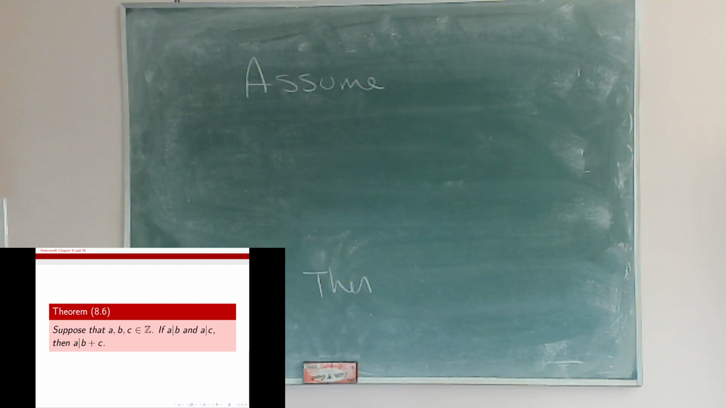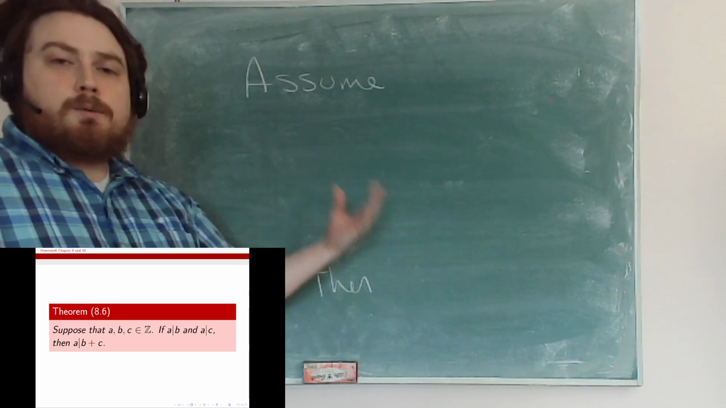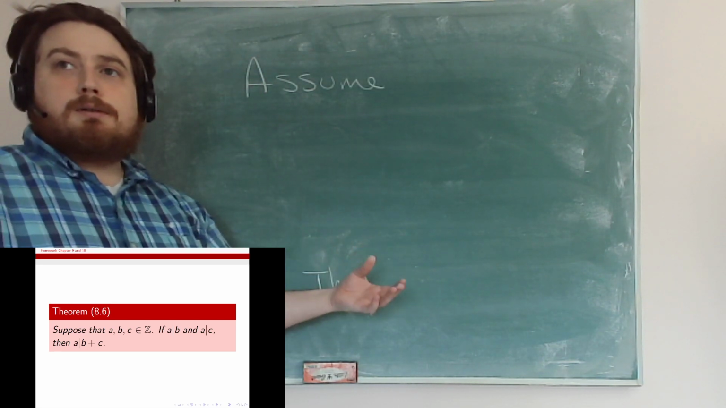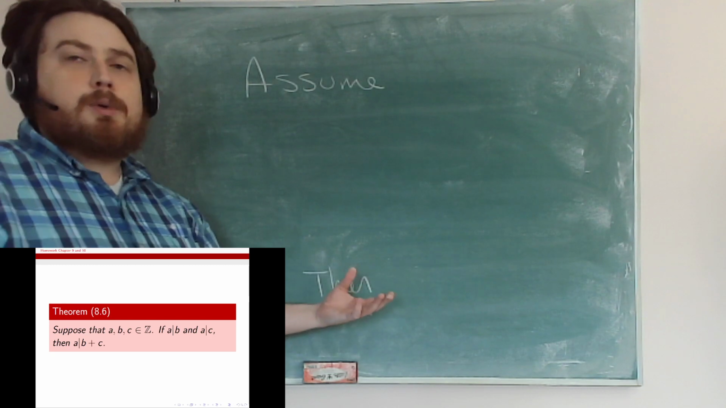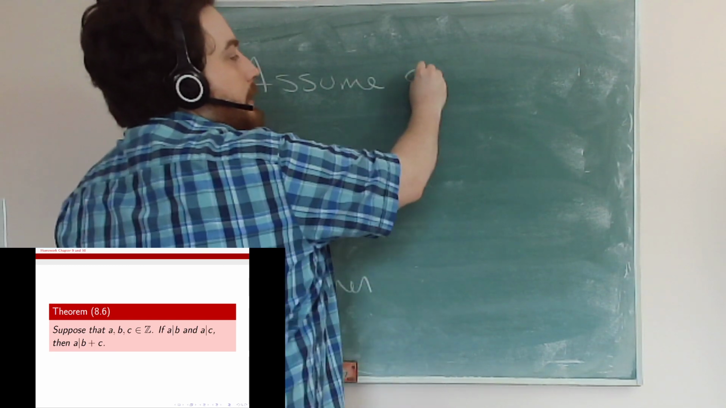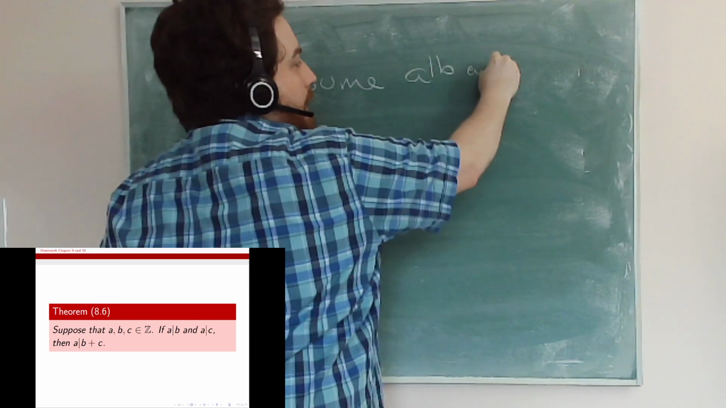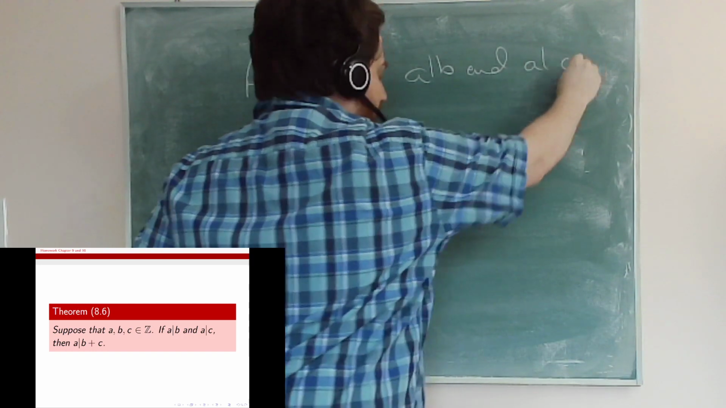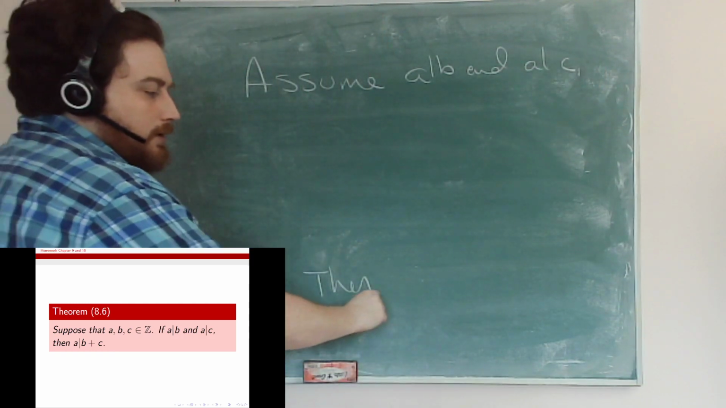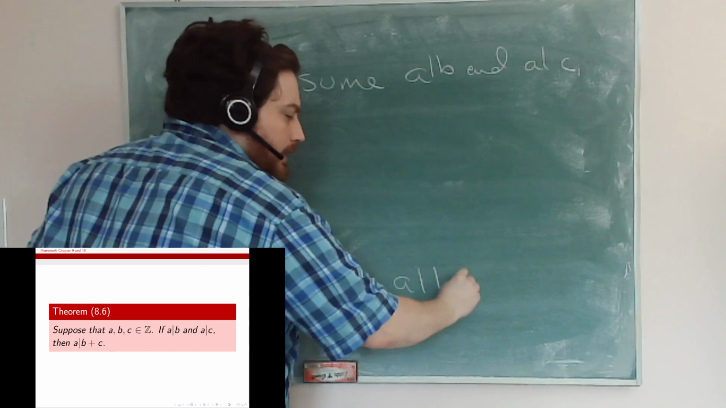All right. So what we have is, again, we're going to be doing a direct proof. So we have the if part. So we get to assume the if part. So we get to assume that a divides b and a divides c. And what we have to show is that a divides b plus c.